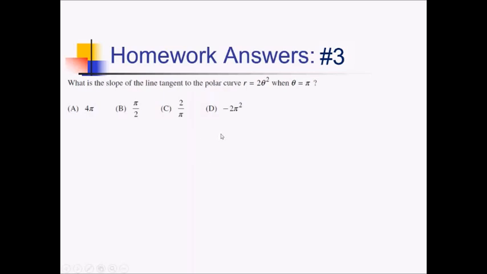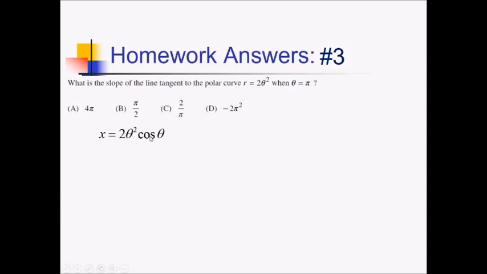For this problem, we want the slope of the line tangent to the polar curve r equals 2 theta squared at theta equals pi. So basically, we need to take the dy over dx of this thing and then plug in pi for theta. To do this, we're going to need to express this parametrically in terms of x and y. So using x equals r cosine theta, I can write x equals 2 theta squared times cosine of theta.